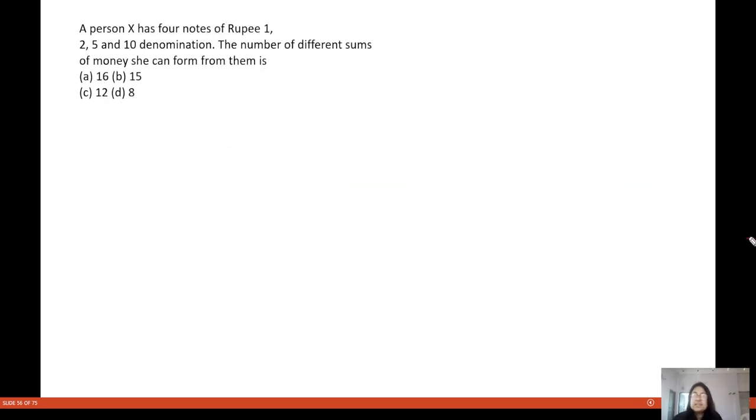Okay, again this question is coming. A person X has 4 notes of rupee 1, 5 and 10 denomination. The number of different sums of money she can form from them.